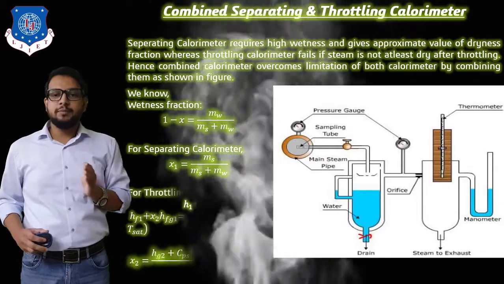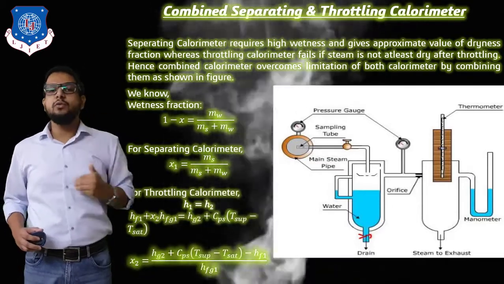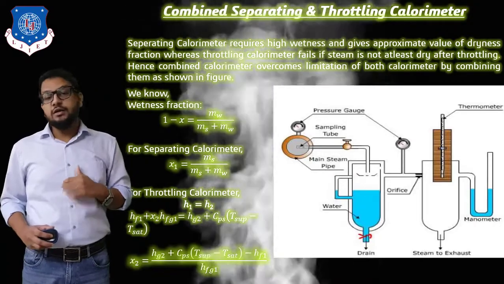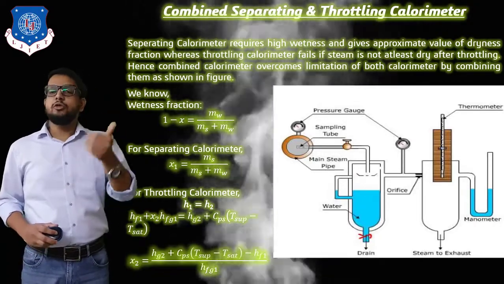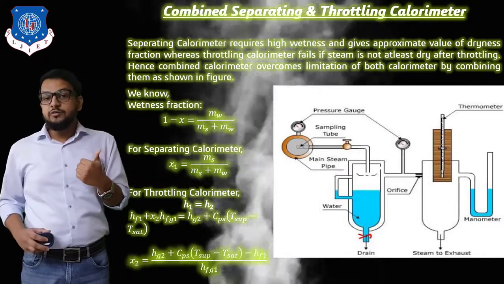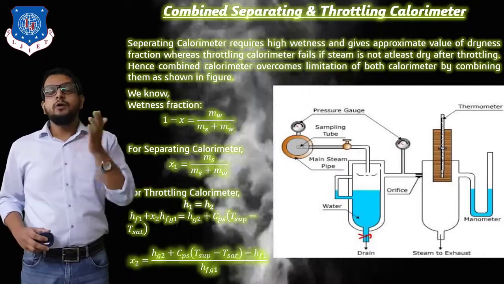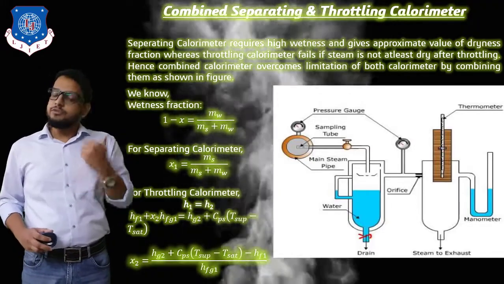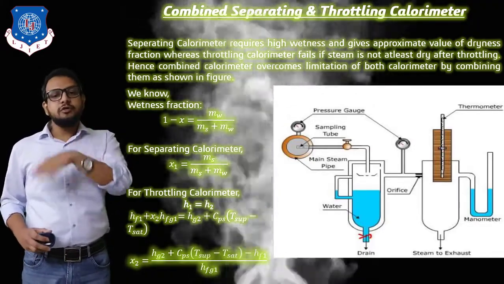Now, how can we obtain the dryness fraction by using a separating calorimeter? I have written for the separating calorimeter, x1 is equal to ms upon ms plus mw. For the throttling calorimeter, as we know, enthalpy before throttling is equal to enthalpy after throttling. So before throttling, what is the condition of the steam? It will be a wet steam. And after throttling, what will be the condition of the steam? It will be a superheated steam, right? So H1 is equal to H2.